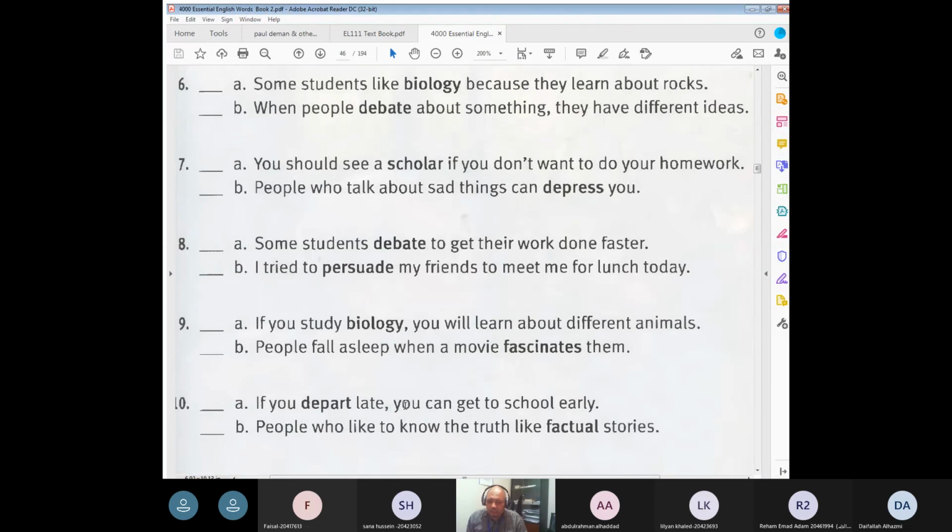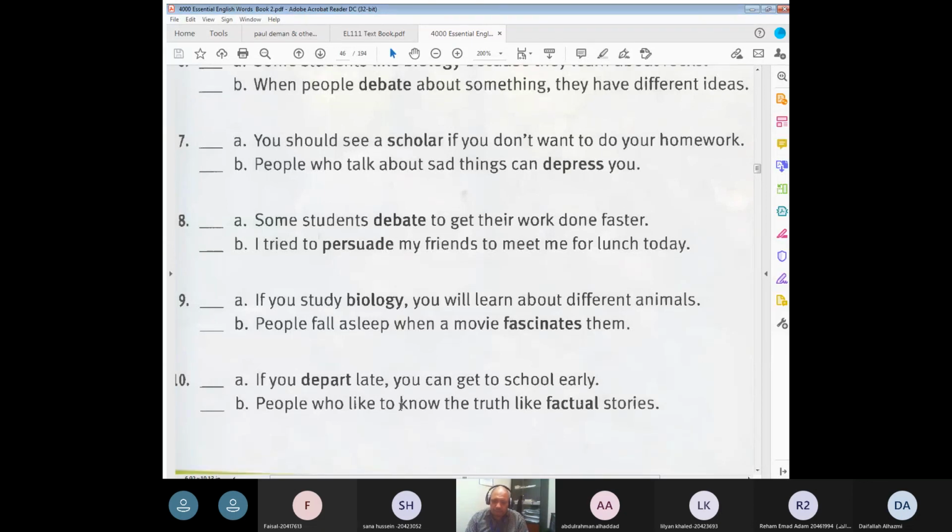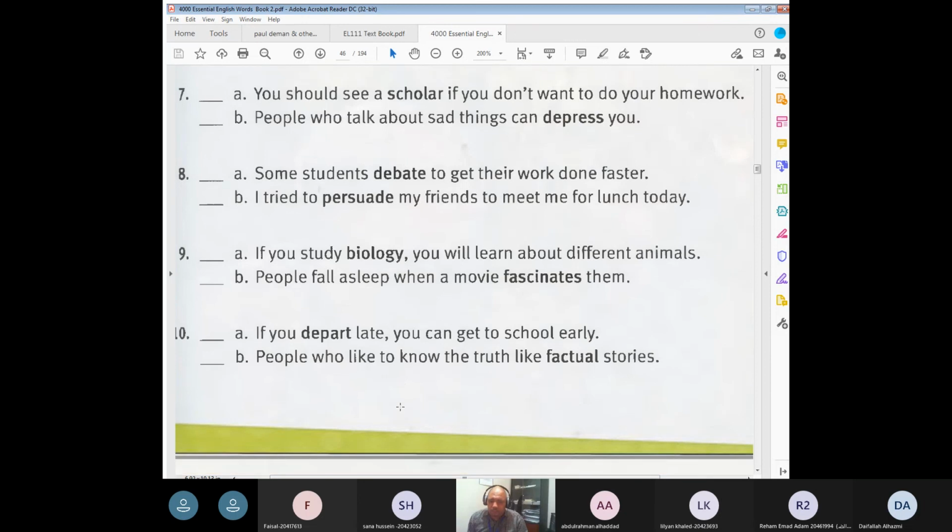You should see a scholar if you don't want to do your homework. People who talk about sad things can depress you. I think it's B. Yes, people who talk about sad things, of course, depress you. Some students debate to get their work done faster. I try to persuade my friends to meet me for lunch today. I think it's B. Yeah, it's B. I try to persuade, أقنع, my friends to meet me for lunch today.